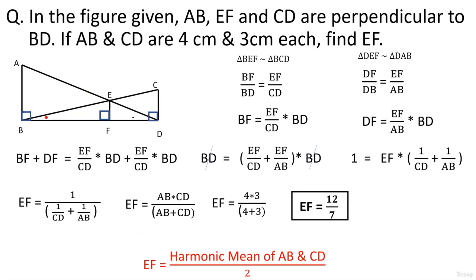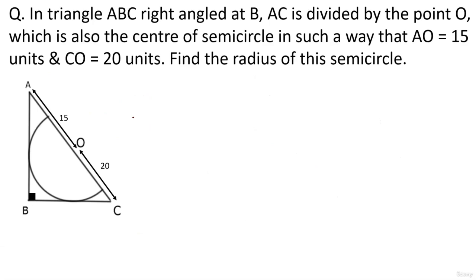Okay, so with that we go on to the next question, guys. In triangle ABC, right triangle at B, AC is divided by the point O, which is also the center of a semicircle in such a way that AO is 15 units and CO is 20 units. Find the radius of the semicircle. You can again try it out if you want, and then we'll discuss.